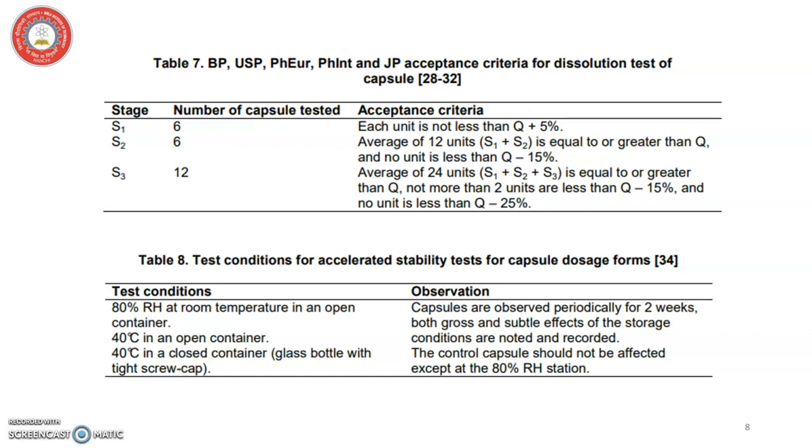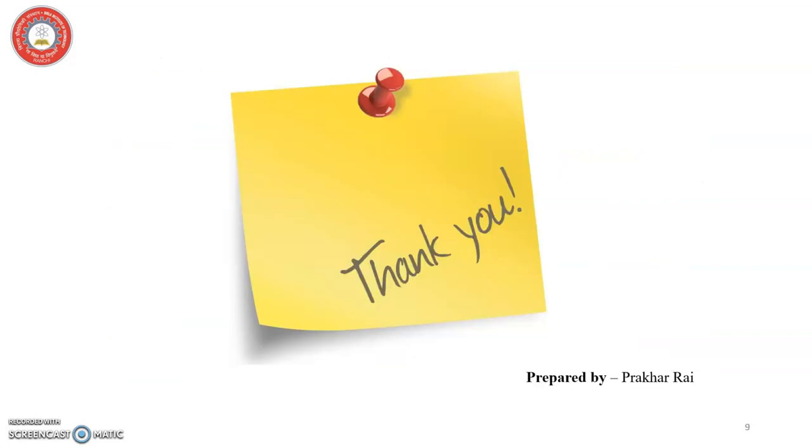And here in table number 8 is the stability test for capsule dosage form: what the test conditions are, and after that what observations came. We have to write each and everything.